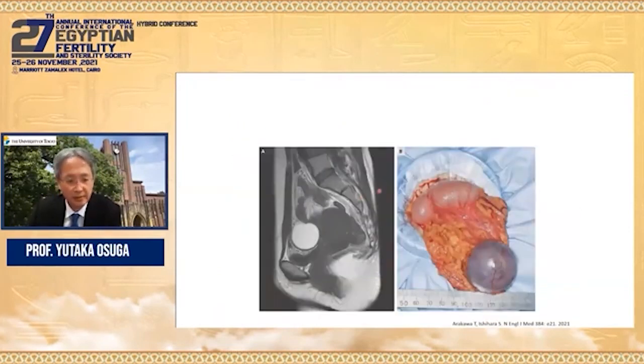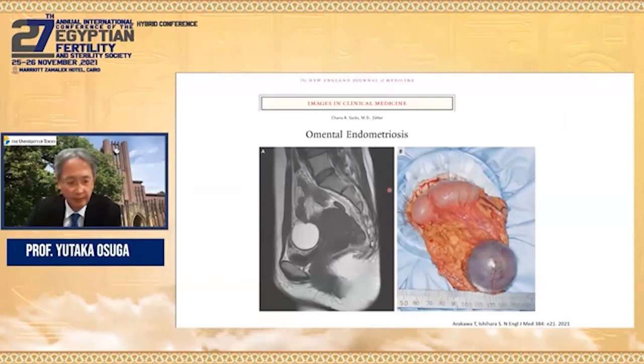The second one is also what we experienced recently. It's omental endometriosis. The surgery was performed with collaboration of the general surgeons in my hospital.